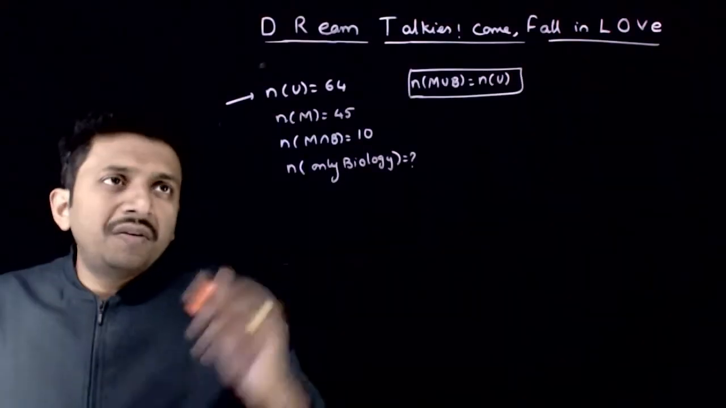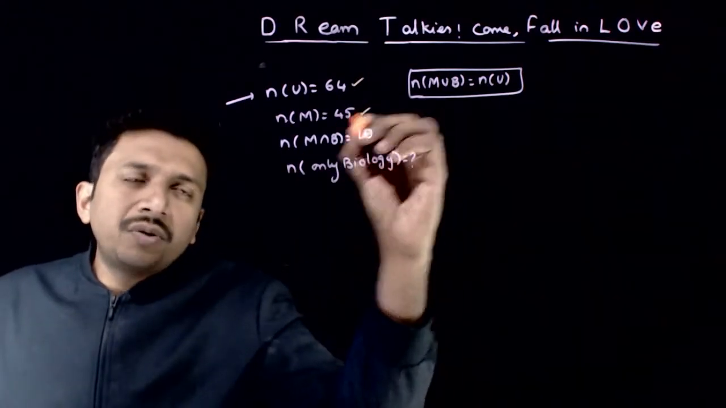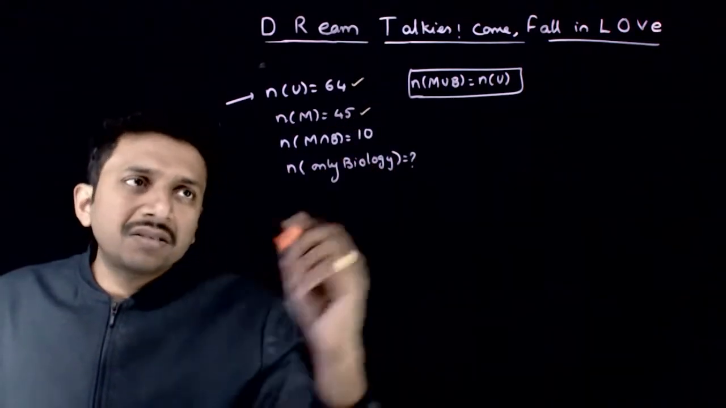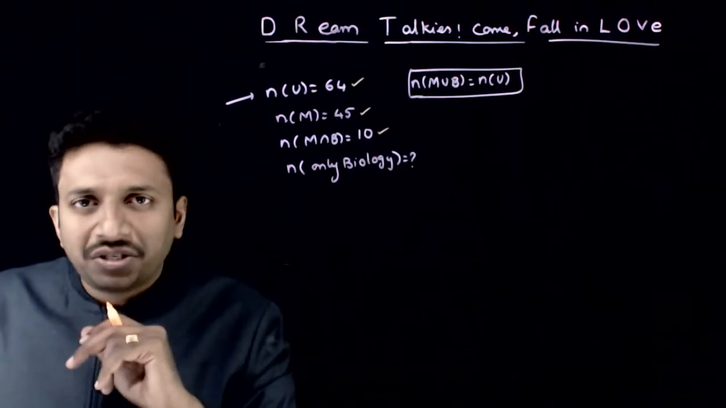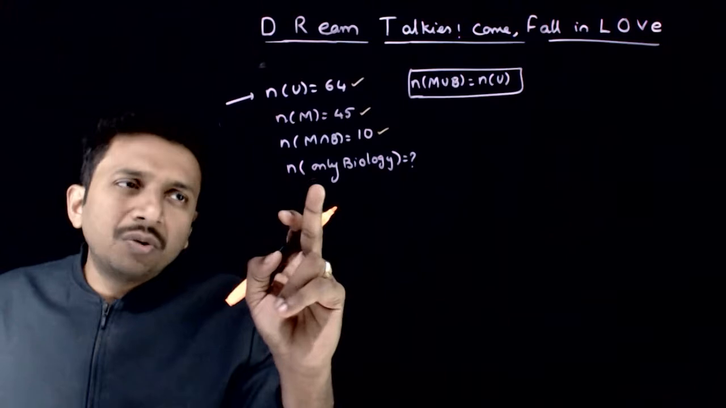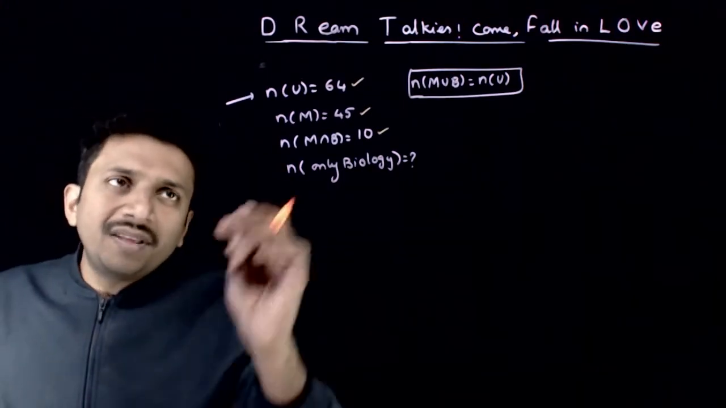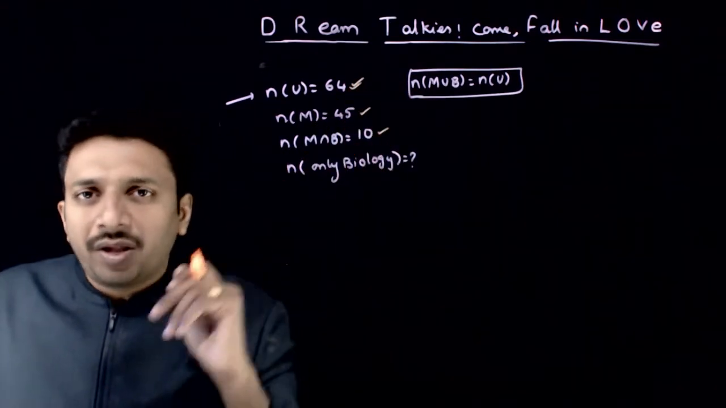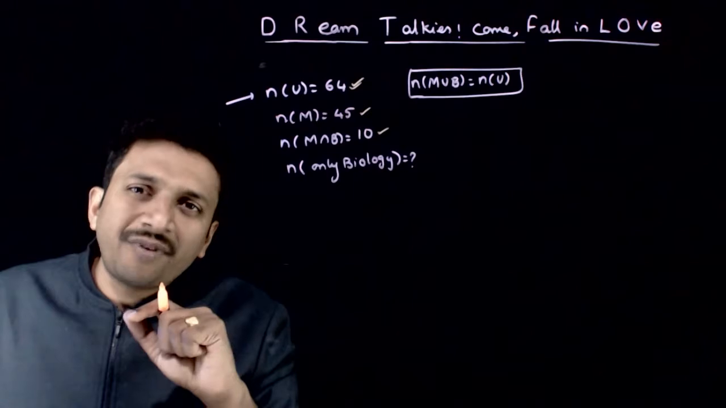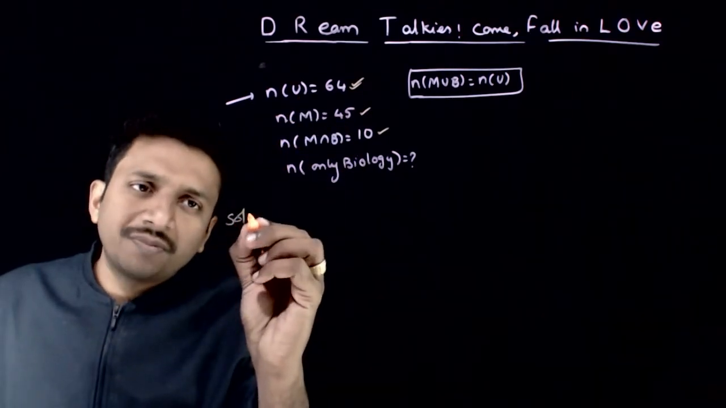So in this question you are given that out of 64 students, 45 students have passed in maths, 10 students have passed in maths as well as biology. The number of students who only passed in biology is equal to what? And it's given that all the students have passed either in maths or biology. There are no students who have failed in both subjects. So let us draw the Venn diagram corresponding to this question.